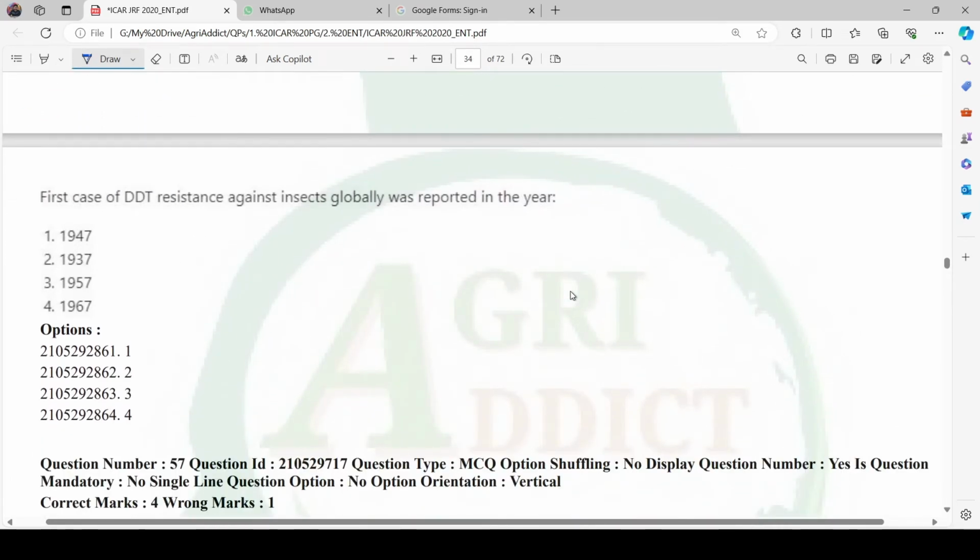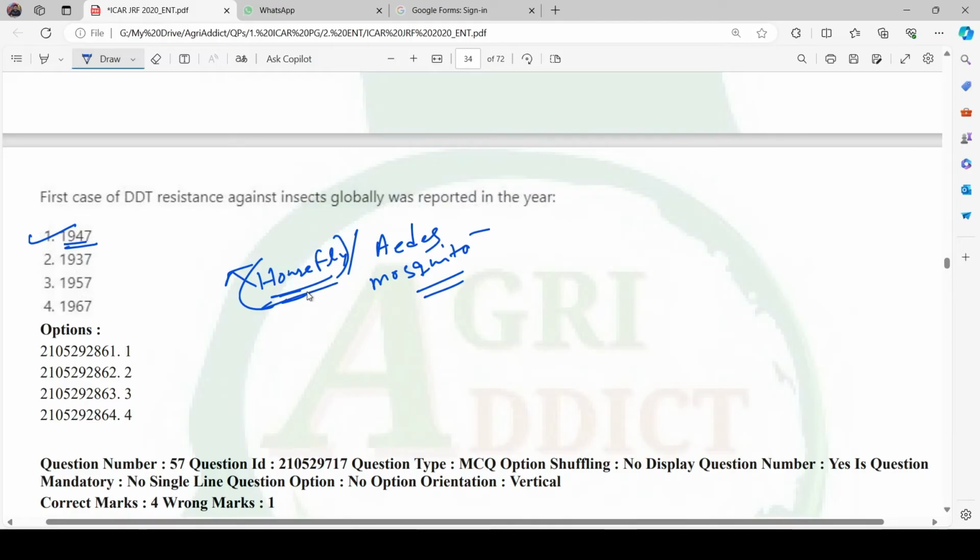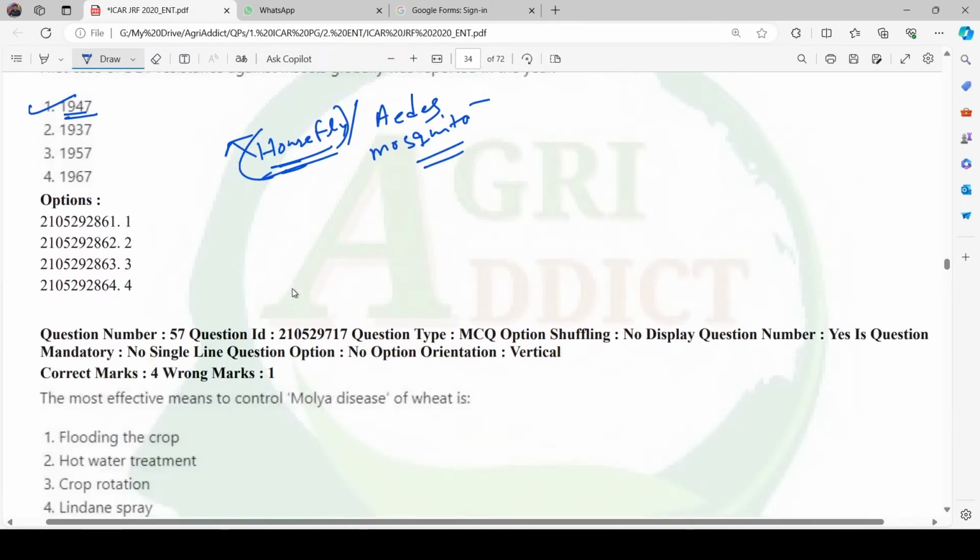First case of DDT resistance against insects globally was reported in the year 1947. But there is a confusion between housefly and Aedes mosquito. In some sources, in some research paper, it is given that housefly was first resistant against DDT in the world, but in some sources I also found that Aedes mosquito was first to get resistance against DDT. So it's confusing, but I think if this type of question comes, then go with housefly. Okay, and year is 1947.